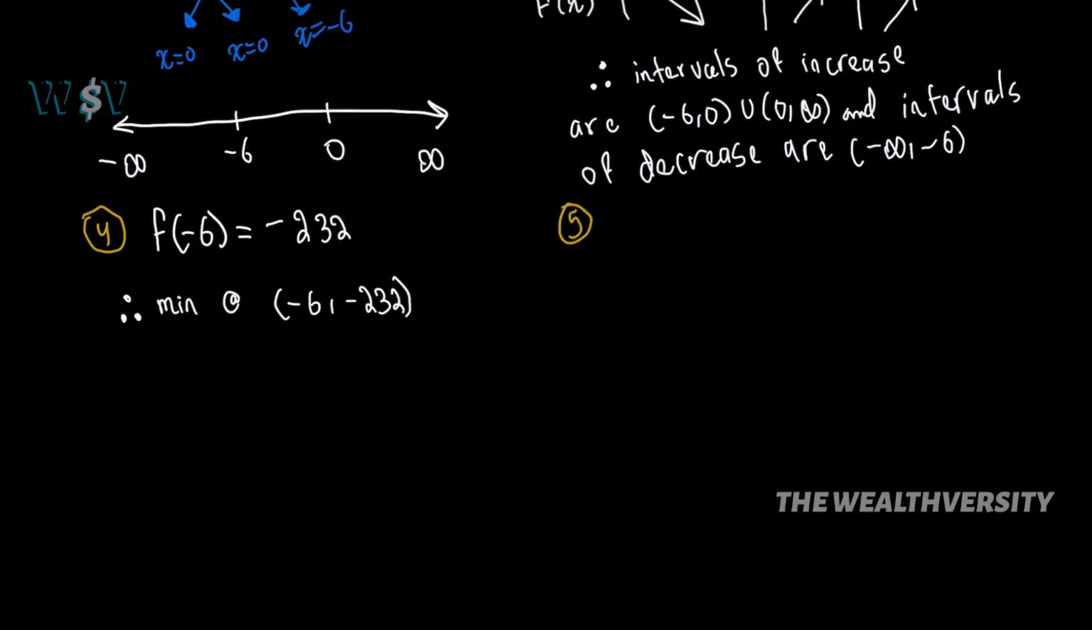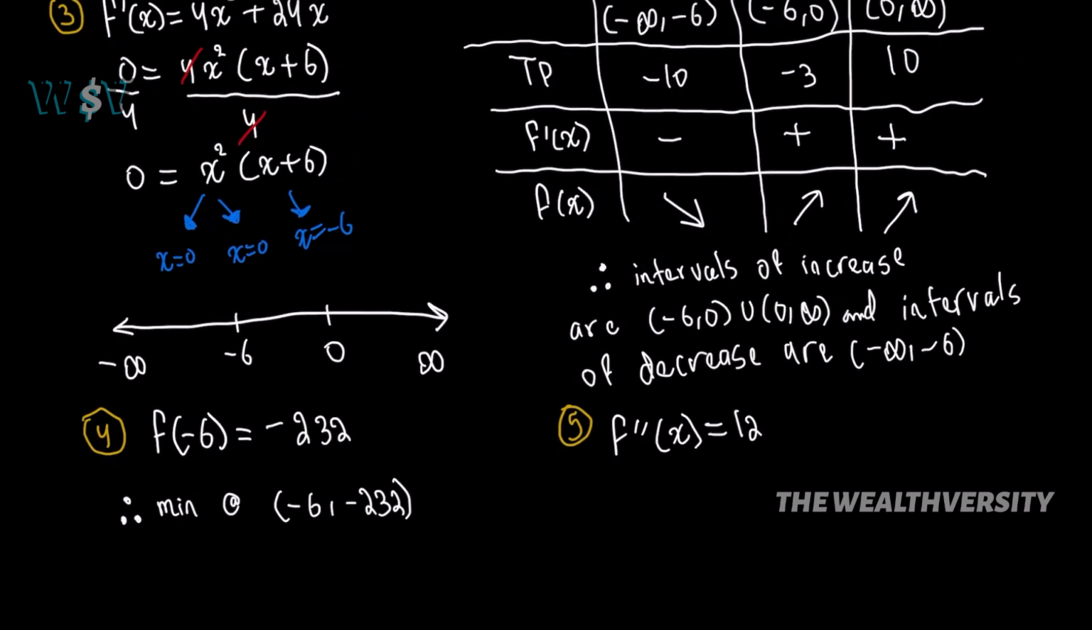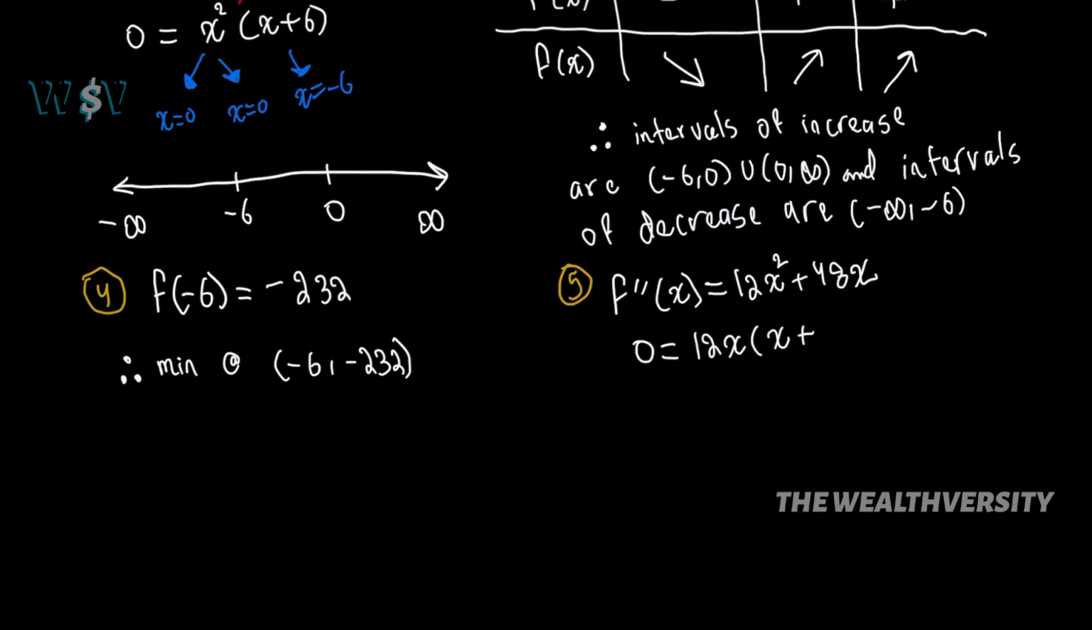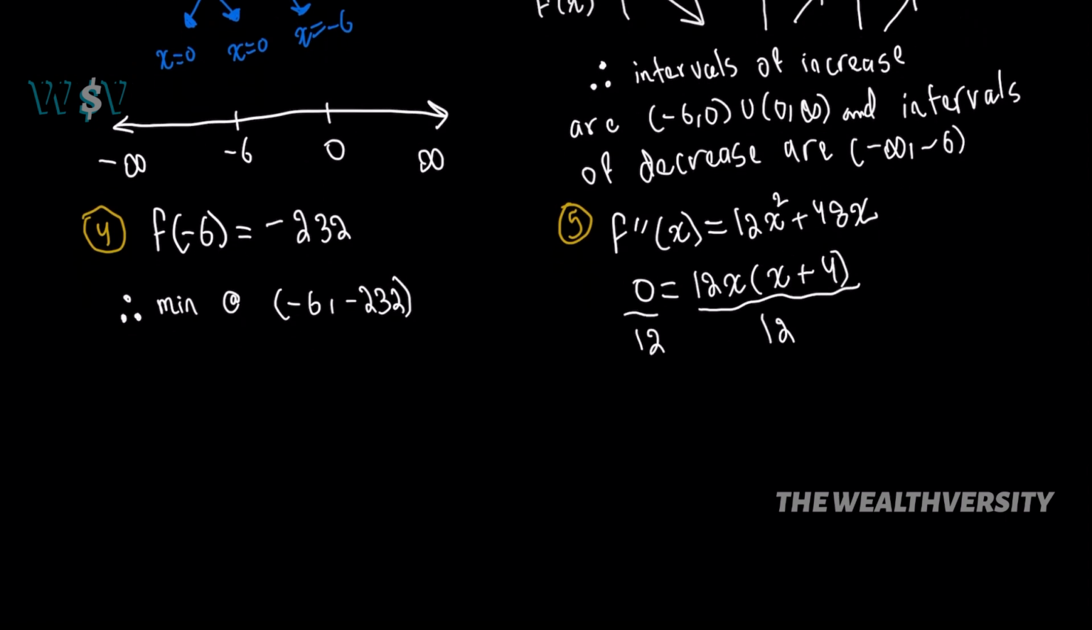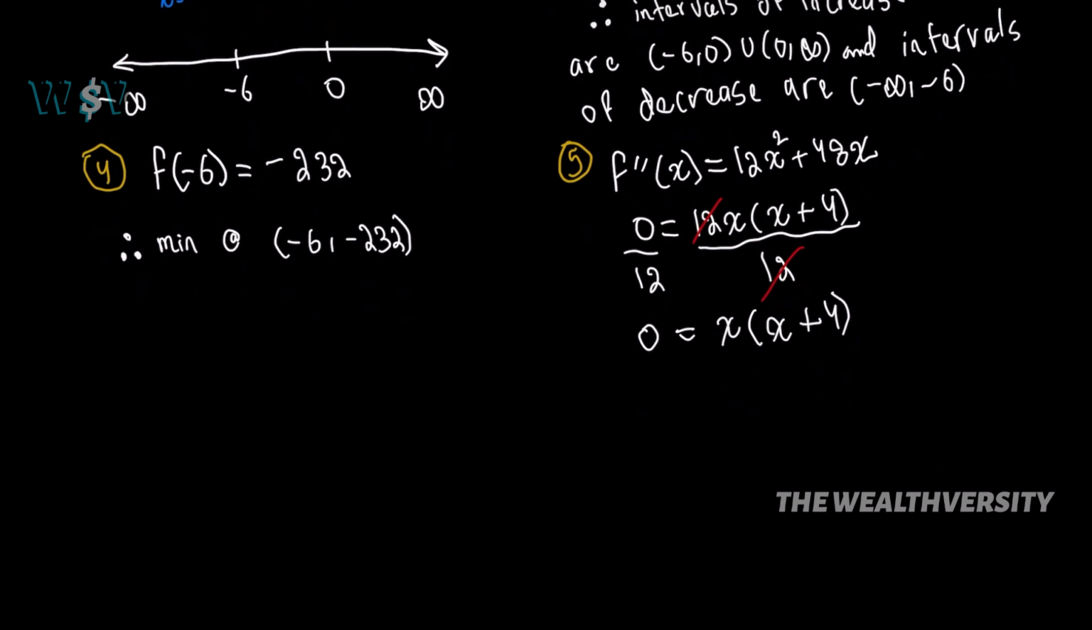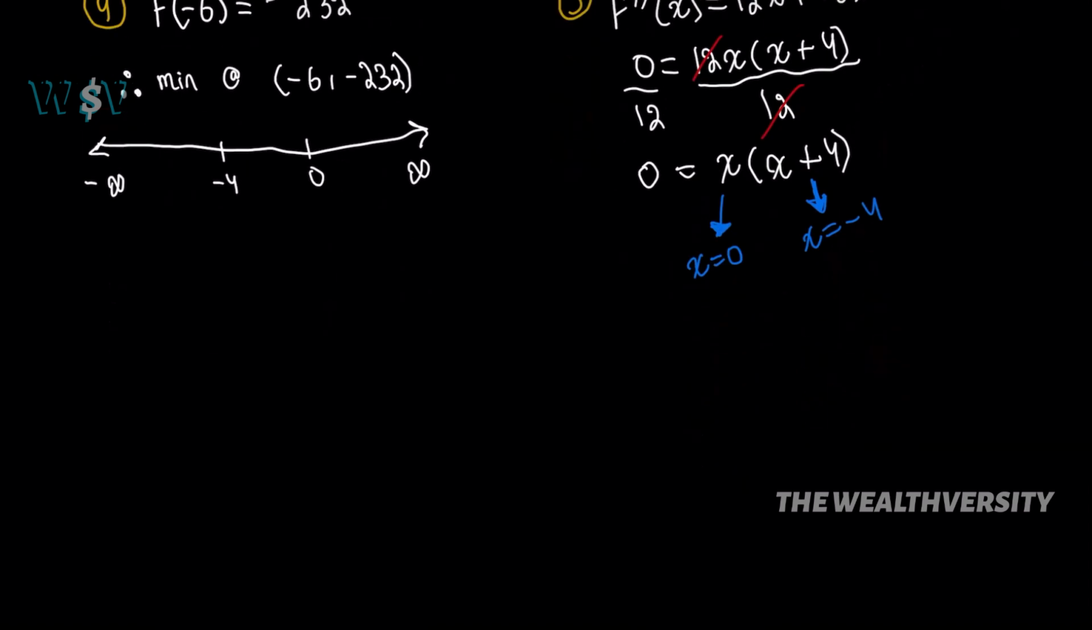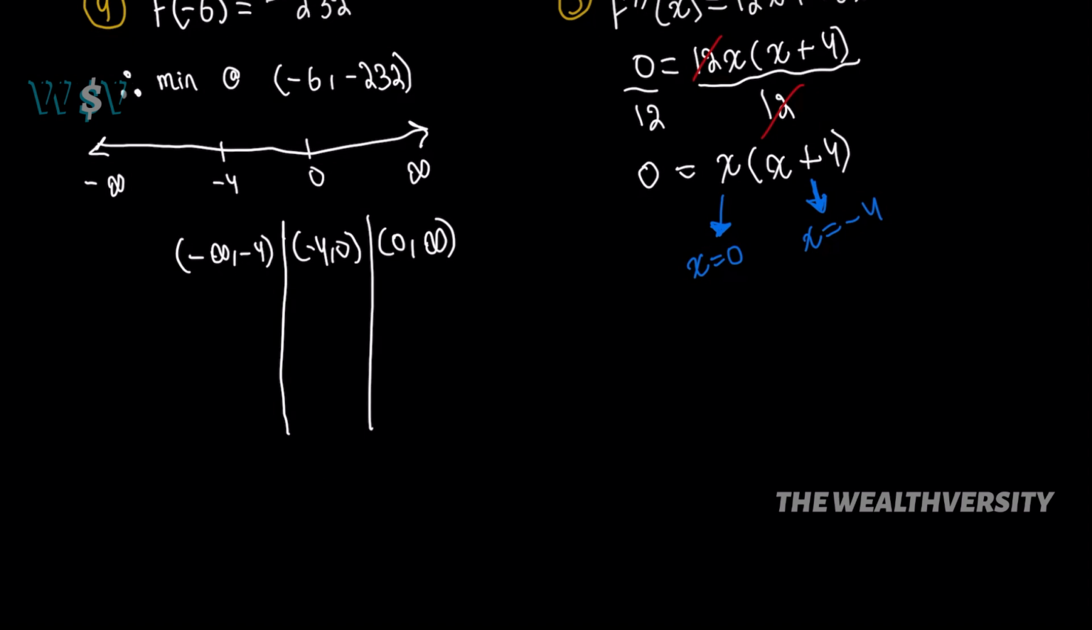The fifth step is finding the intervals of concavity. To do so, we find the second derivative, which is 12x^2 + 48x. Then we factor out 12x, and we get that the critical points are x = 0 and x = -4. Then we draw the number line to visualize our intervals. We get that our intervals are negative infinity to -4, -4 to 0, and 0 to infinity.